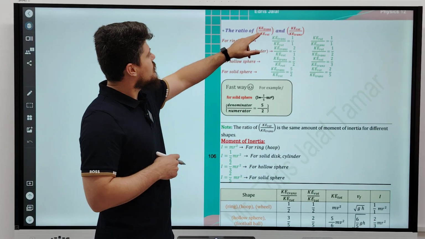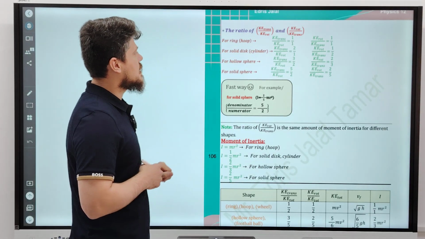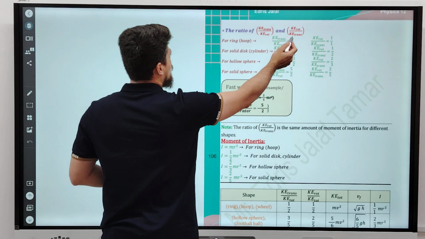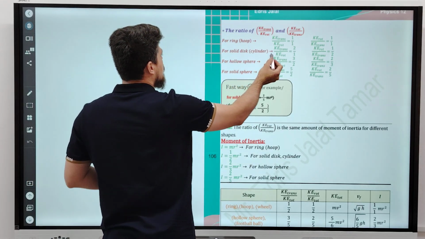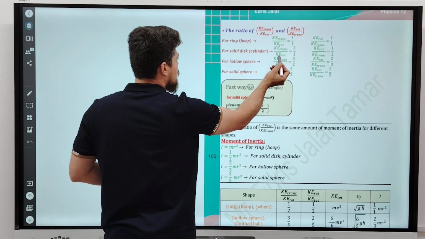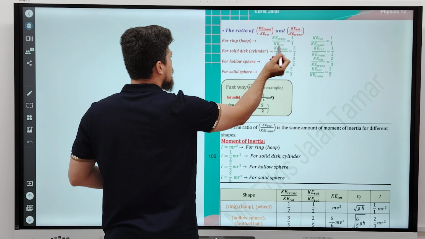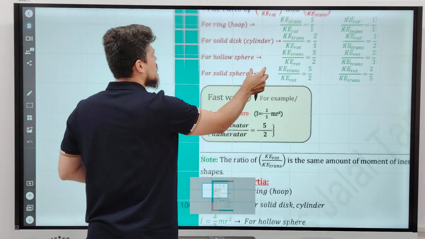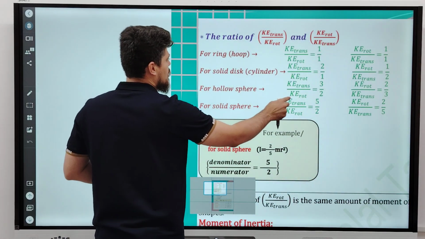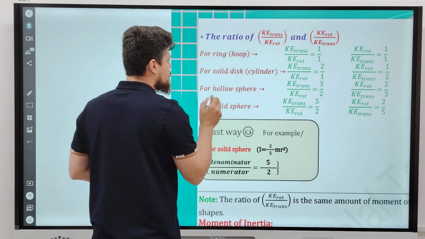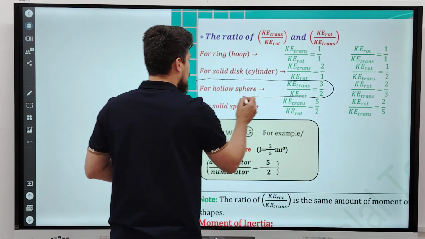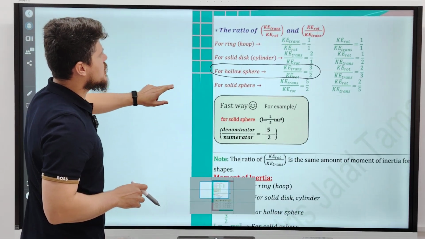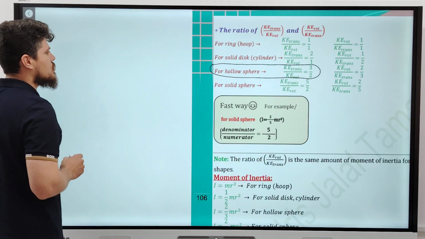If you look, the ratio of translational kinetic energy to rotational kinetic energy for the ring is equal to 1/1. For the solid disc it is equal to 2/1. For the solid cylinder it is equal to 2/1. For the hollow sphere it is equal to 3/2. Now, I'm going to prove this ratio. Why is the ratio of translational kinetic energy to rotational kinetic energy for the hollow sphere equal to 3/2?